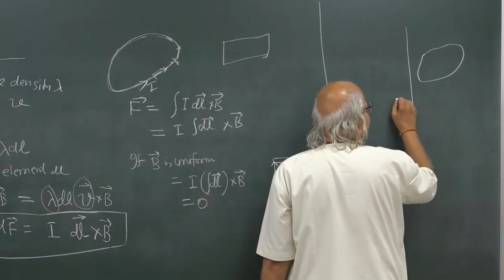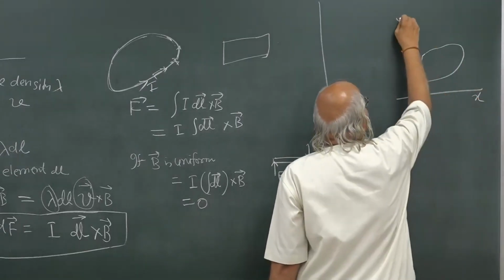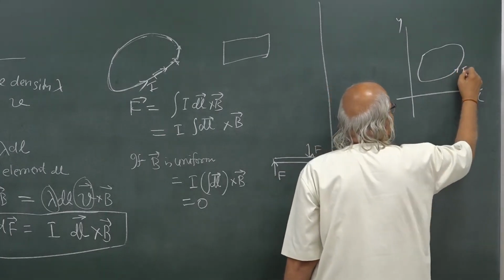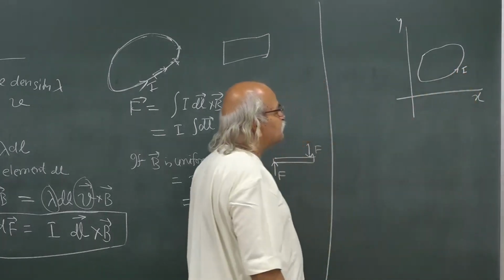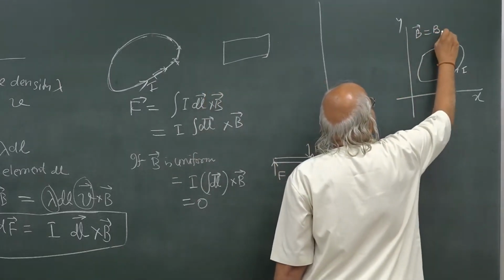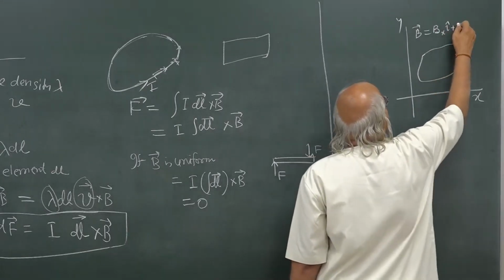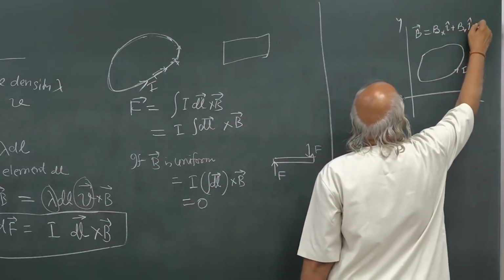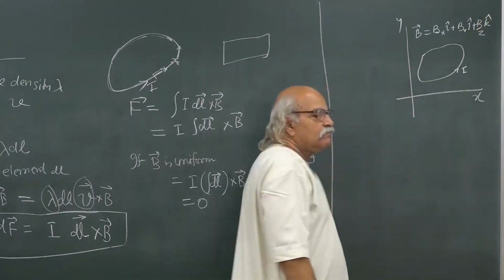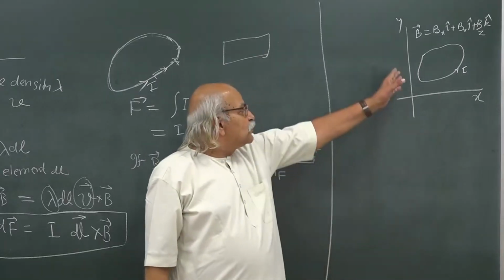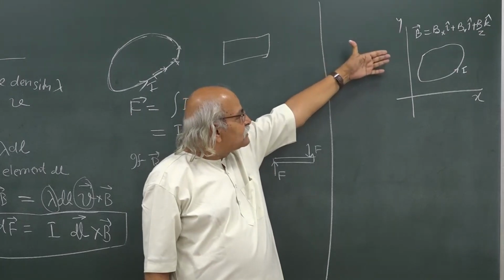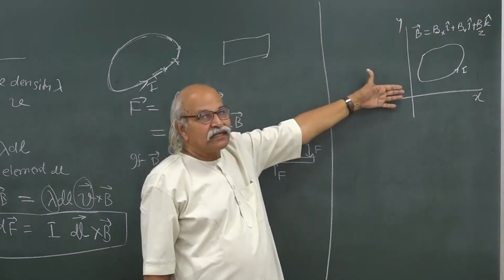So let us say that it is in the xy plane and it can have any shape, and it contains some current, and then there is a magnetic field, a general magnetic field. B is say Bx i cap plus By j cap plus Bz k cap, and we want to calculate the torque by this magnetic field on this current loop.